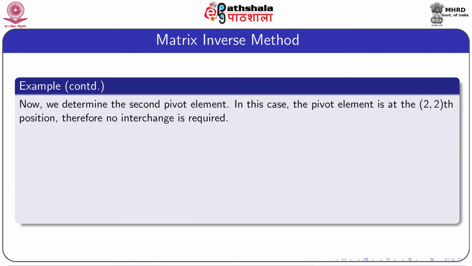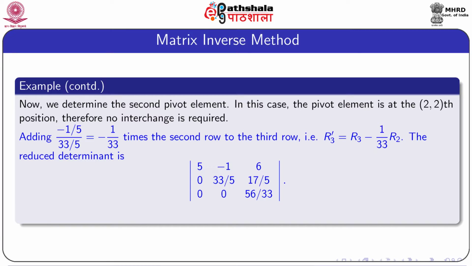Now, we determine the second pivot element. In this case, the pivot element is at the correct position, therefore, no interchange is required. Now, we apply the elementary row operation R3 prime equal to R3 minus 1 by 33 R2. The reduced determinant becomes 5, 0, 0; minus 1, 33 by 5, 0; and the third column is 6, 17 by 5, 56 by 33.